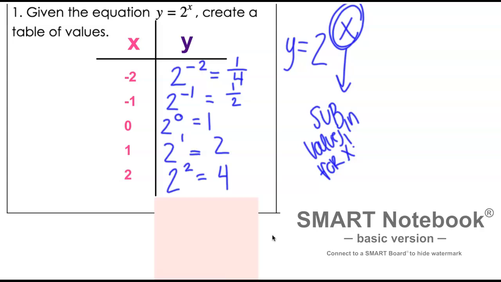So we were given an equation. We used substitution to help create a table of values.